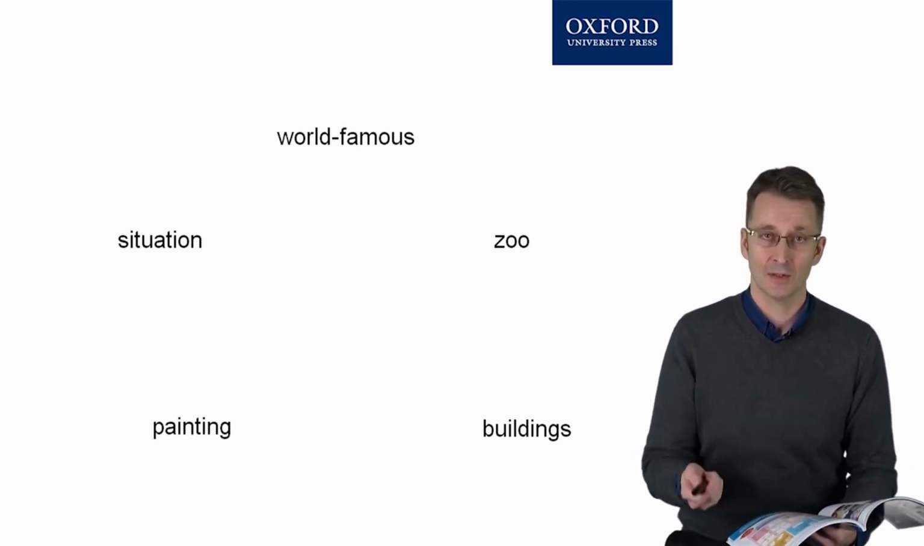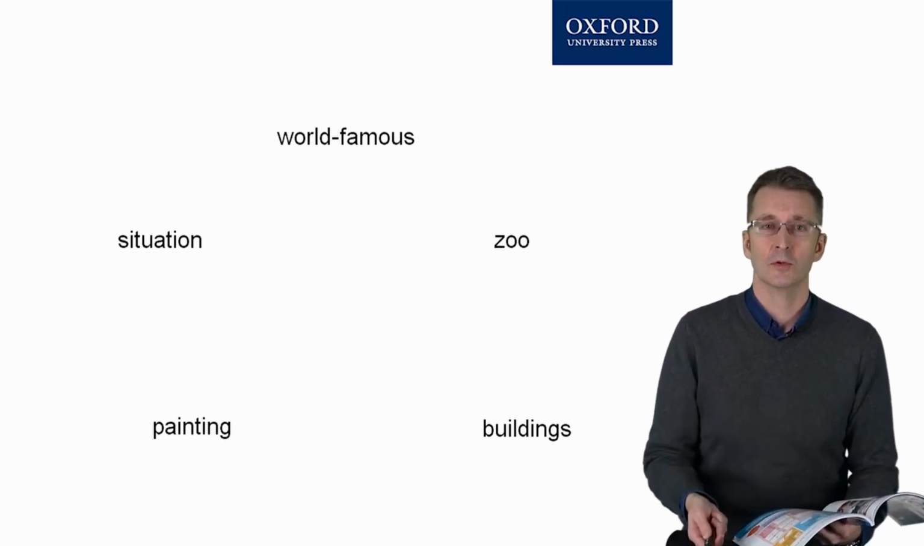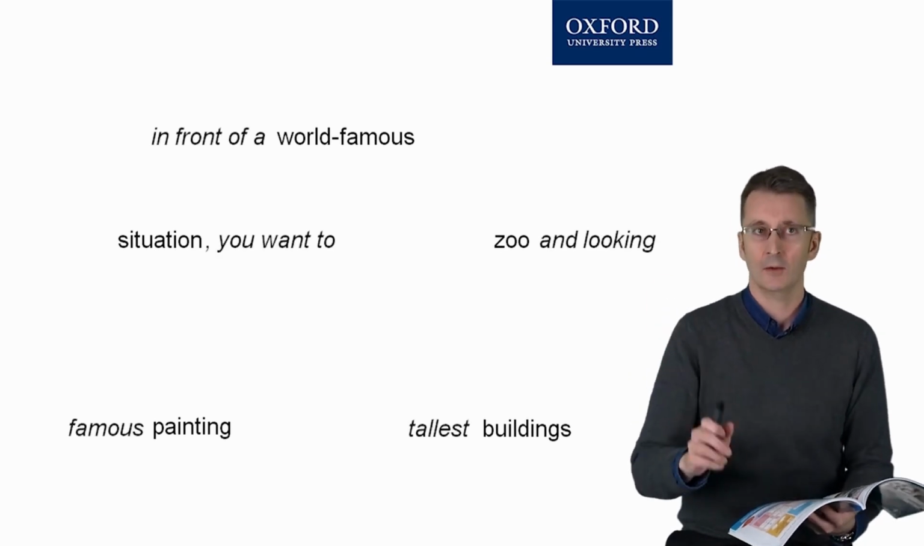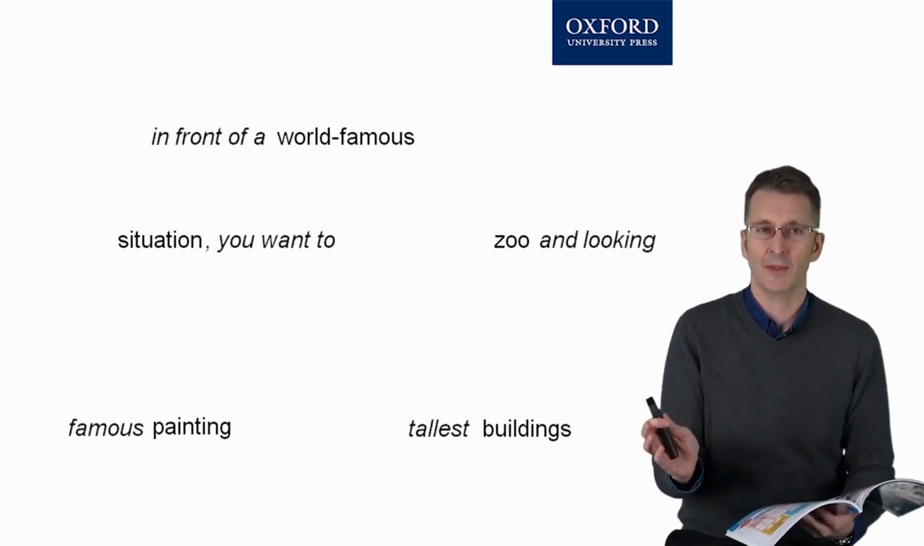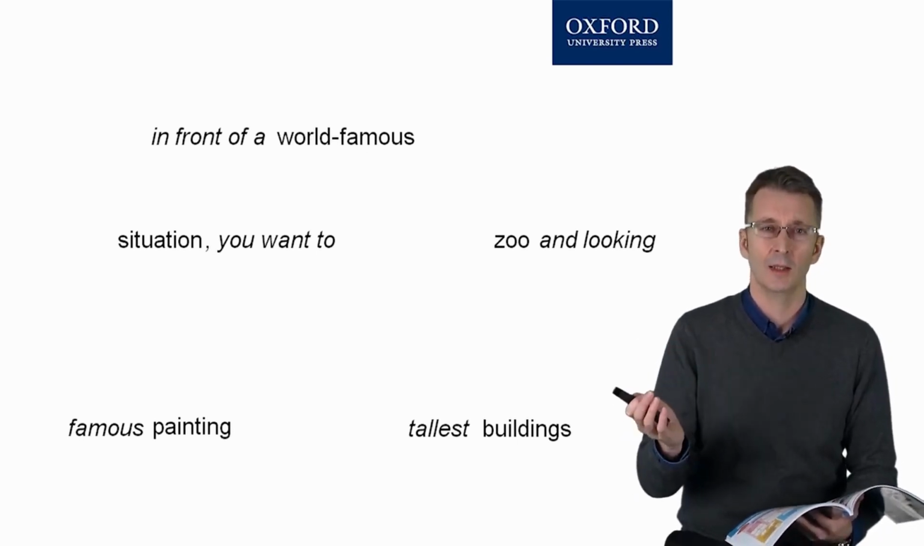So students listen to that, and then they begin to use their notes as a kind of map. What words did they hear before and after those key words? Oh, they note down, in front of a world-famous something. Something about a zoo and looking.